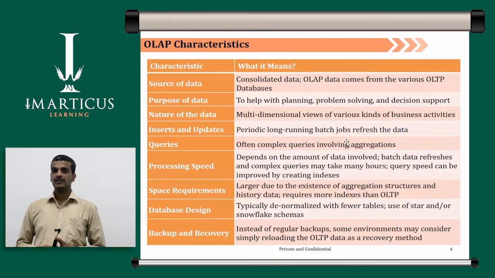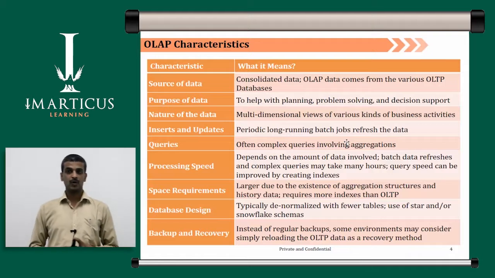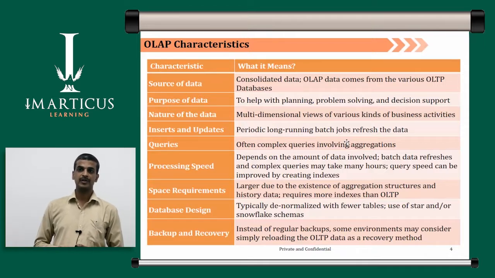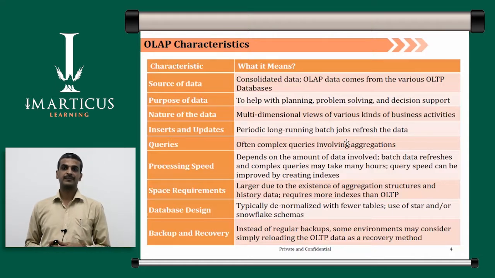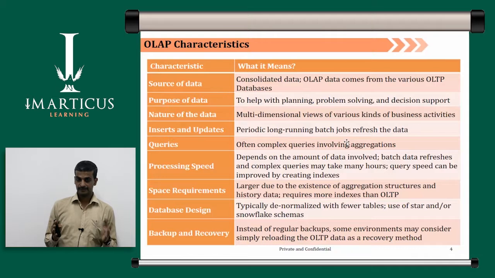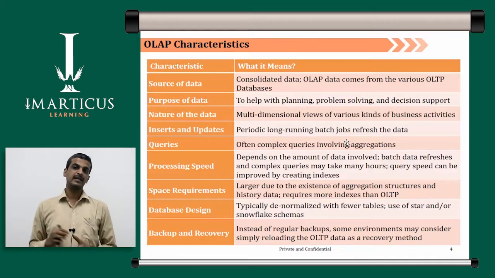So there are often complex queries performed on OLAP data sources, which involve lots of aggregations. In terms of processing speed, this depends on the amount of data involved. Batch data refreshes and complex queries may take many hours, and query speed can be improved by creating indexes. So we have this feature of the database called indexing, which helps you quickly locate a piece of information from a huge chunk of data that you have.